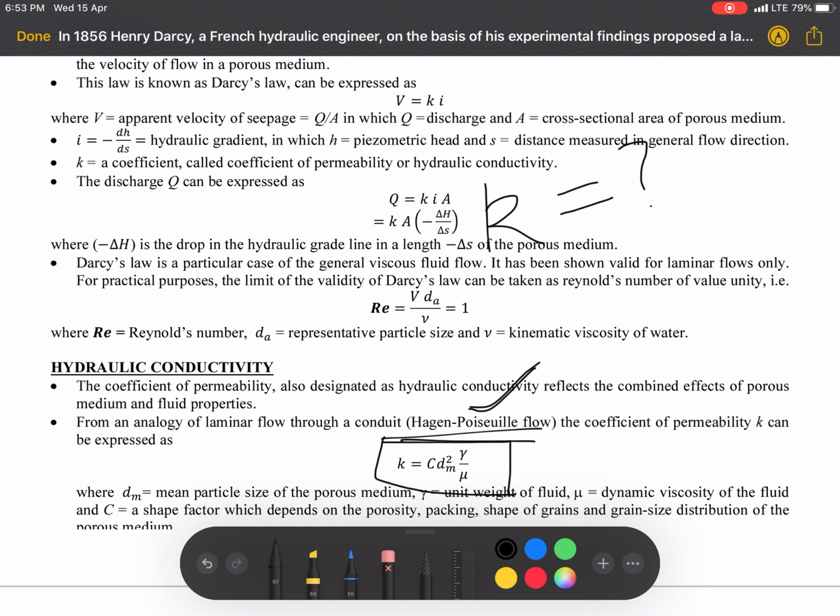There it was pipe diameter. Gamma is unit weight of fluid. Gamma is same here also. Mu is dynamic viscosity of fluid, and C is a shape factor, which depends on the porosity, packing, shape factor. You can see just this C parameter is correlating very many factors within itself.